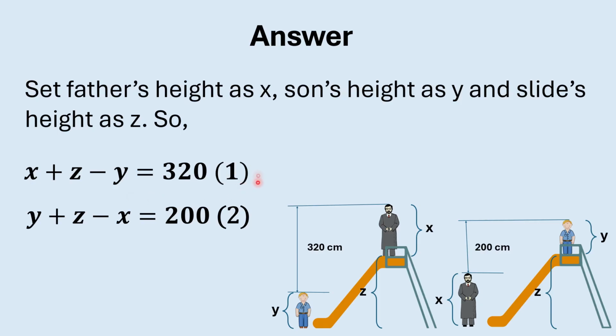So now we just add these two equations together, and after canceling both x and y, we will get 2z is equal to 520. So z is equal to 260. That means the slide's height is equal to 260 centimeters.